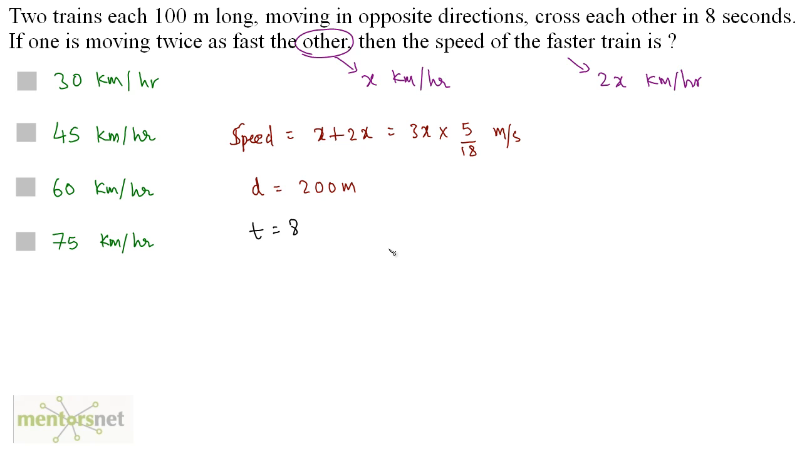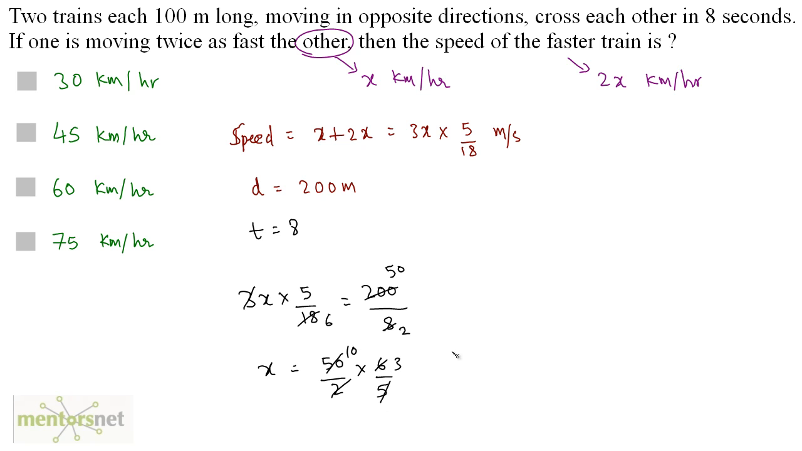So speed is distance upon time, so we have 3x times 5 by 18 is equal to the distance, 200, upon time, 8, that is 50 by 2. 4 times 50 is 200, 4 times 2 is 8. So you have x is equal to, we can cancel this out, 3 times 6 is 18. So we have x is equal to 50 by 2 times 6 by 5. 2 times 3 is 6, 5 times 10 is 50, and that is 30. So x is 30 kilometers per hour.